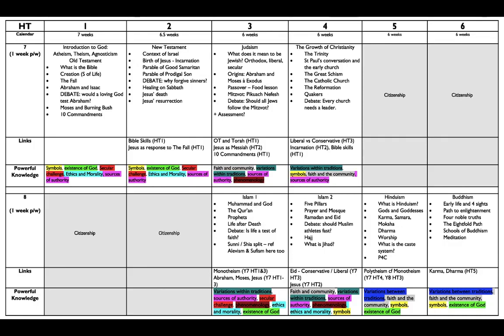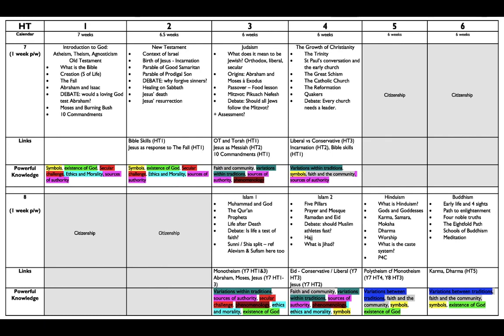So what does that mean? Well, it means that if we do ethics and morality in half term 1 and 2, we then don't meet it until half term 3 of year 8. So as a head of department, I have to think, what am I going to do in half term 3 and 4 to ensure they don't forget ethics and morality? That is my challenge in my scheme of learning. What am I going to do to make sure that that is not forgotten?